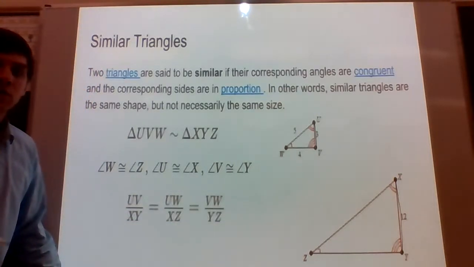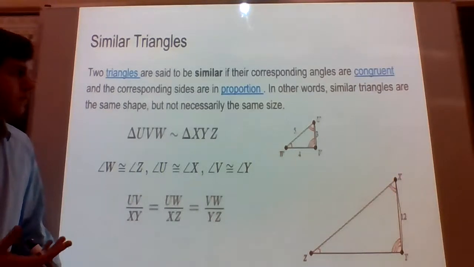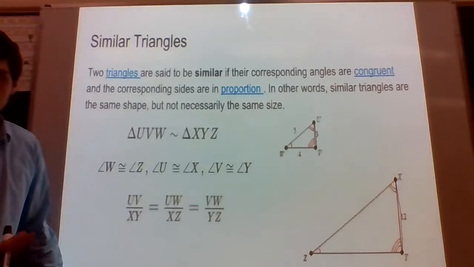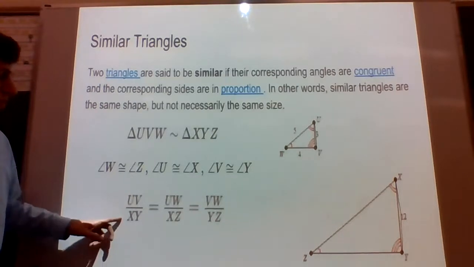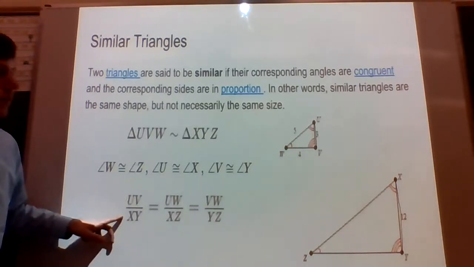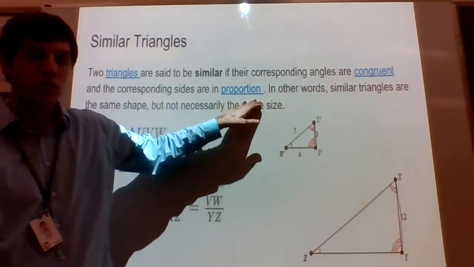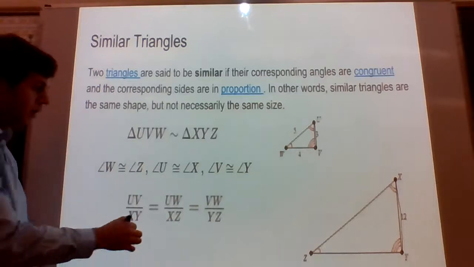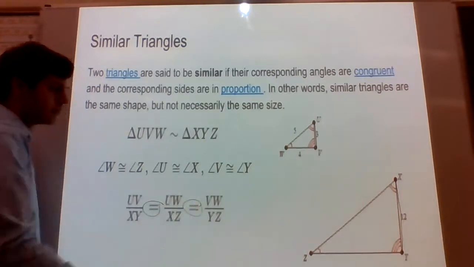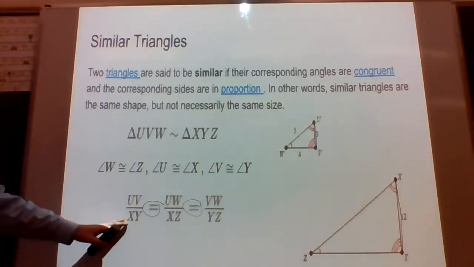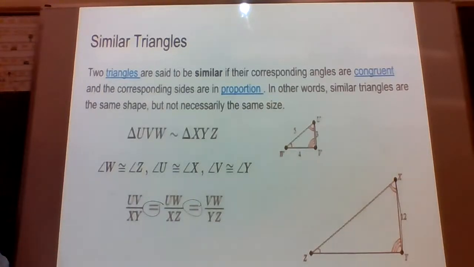Two similar triangles have three pairs of corresponding sides, so each ratio represents one pair of those corresponding sides. But we know in similar triangles, the corresponding sides are proportional, meaning all the ratios are equal. So we can set up a proportion like this. We want to set ratios equal to each other.